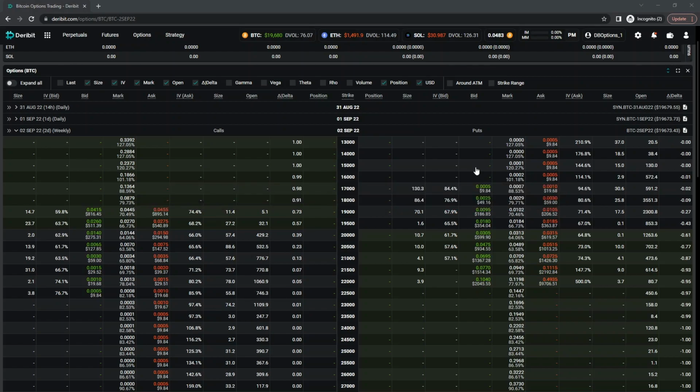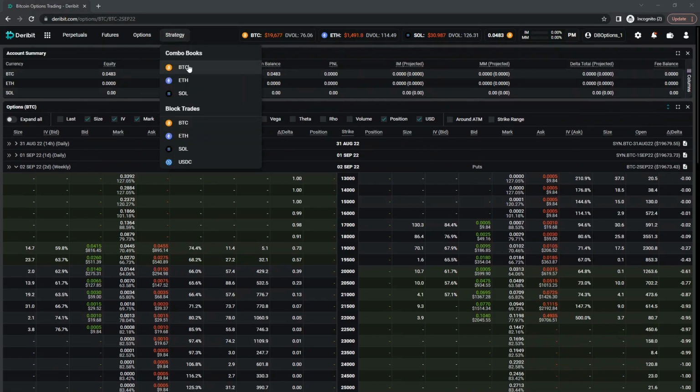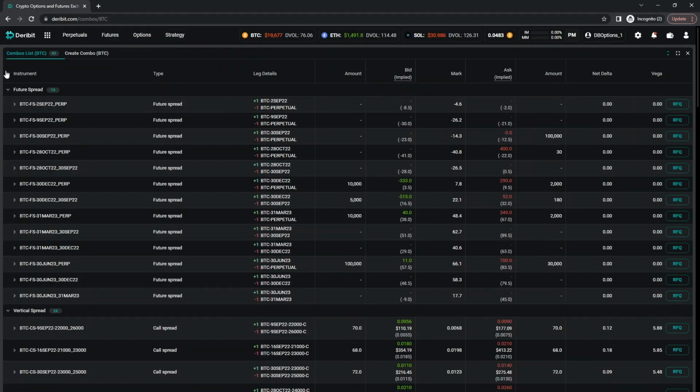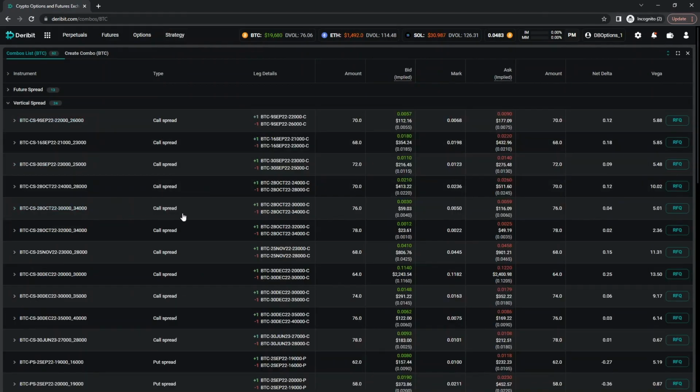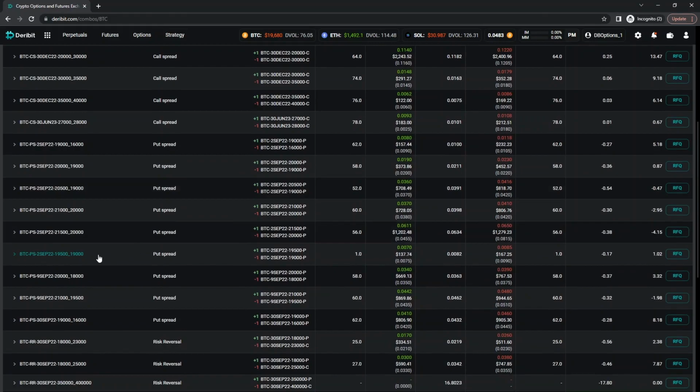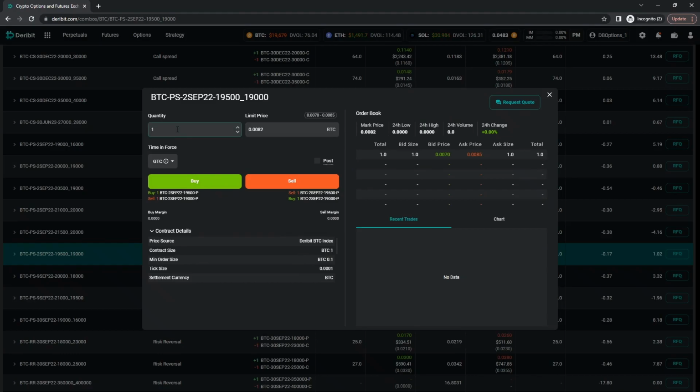Instead of doing this, we are going to head over to the combos page where we can use a single order book for both options. Once on the combos page, in the vertical spread section, we can see that there is already a combo for our desired put spread with strikes of 19,500 and 19,000, and an expiration date of September 2nd. The order book for this combo shows a bid of 0.007 and an ask of 0.0085. We want to buy this combo, which we can confirm by looking under the buy button to see which direction each leg will be executed in.